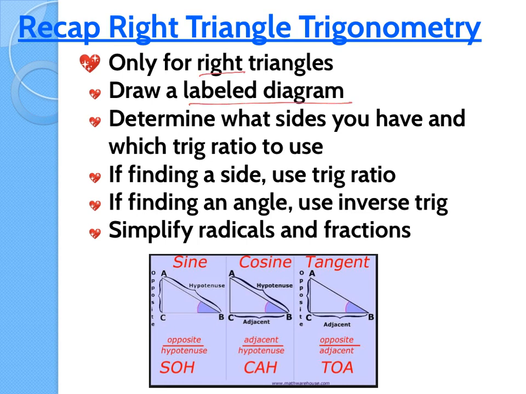So to recap our right triangle trig, it is only used for right triangles. Draw your labeled diagram, take your time, make sure all your numbers are on there and in the correct spot so you can get the problem correct. Determine which sides you have. Do you have the opposite, adjacent, or hypotenuse, in order to figure out which trig ratio you need to use. If you're finding a side, you will use the trig ratio. If you're finding an angle, you're going to use inverse trig. Make sure you simplify your radicals and fractions along the way. Nice job.